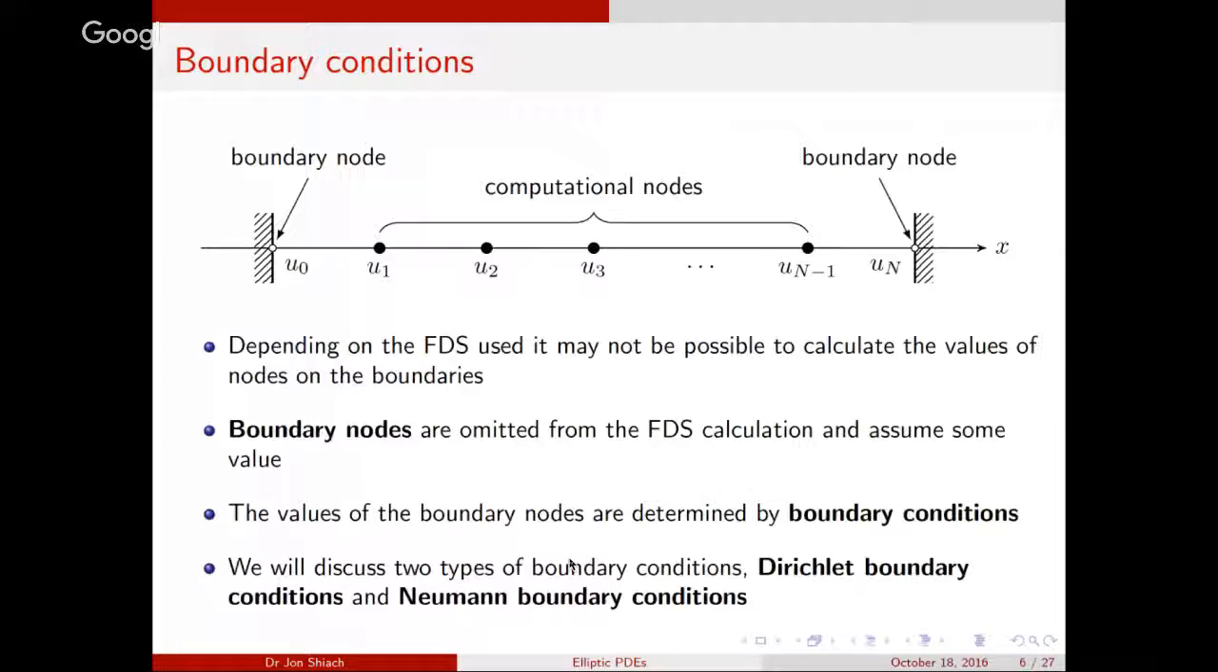One of the easiest ways in which we can treat these is we solve for u1 up to un minus 1. So all the ones in between we solve for, and we don't solve for those on the boundary. And there are two types of boundary conditions: Dirichlet boundary conditions and Neumann boundary conditions, not von Neumann.